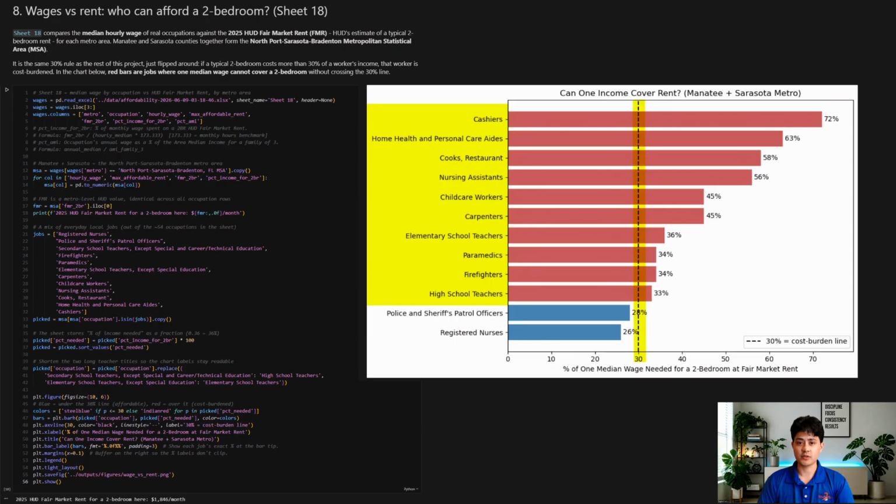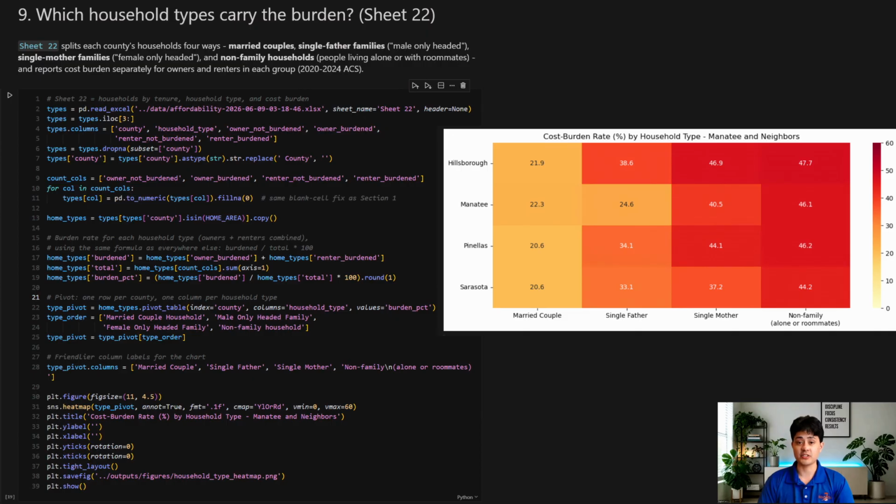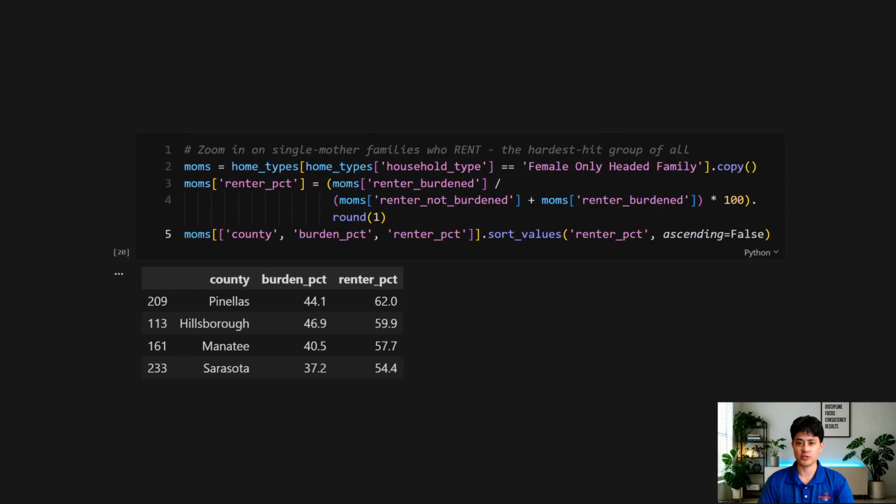To understand who is bearing the brunt of this pressure, cells 19 and 20 split the data by household types. The Seaborn heat map in cell 19 clearly demonstrates that single-parent homes and non-family households carry the heaviest burden. Finally, in cell 20, we zoom in specifically on single-mother households who rent. This reveals our most vulnerable segment of all, with an alarming 54% to 62% of single-mother renter families living in active cost burden across our home counties.